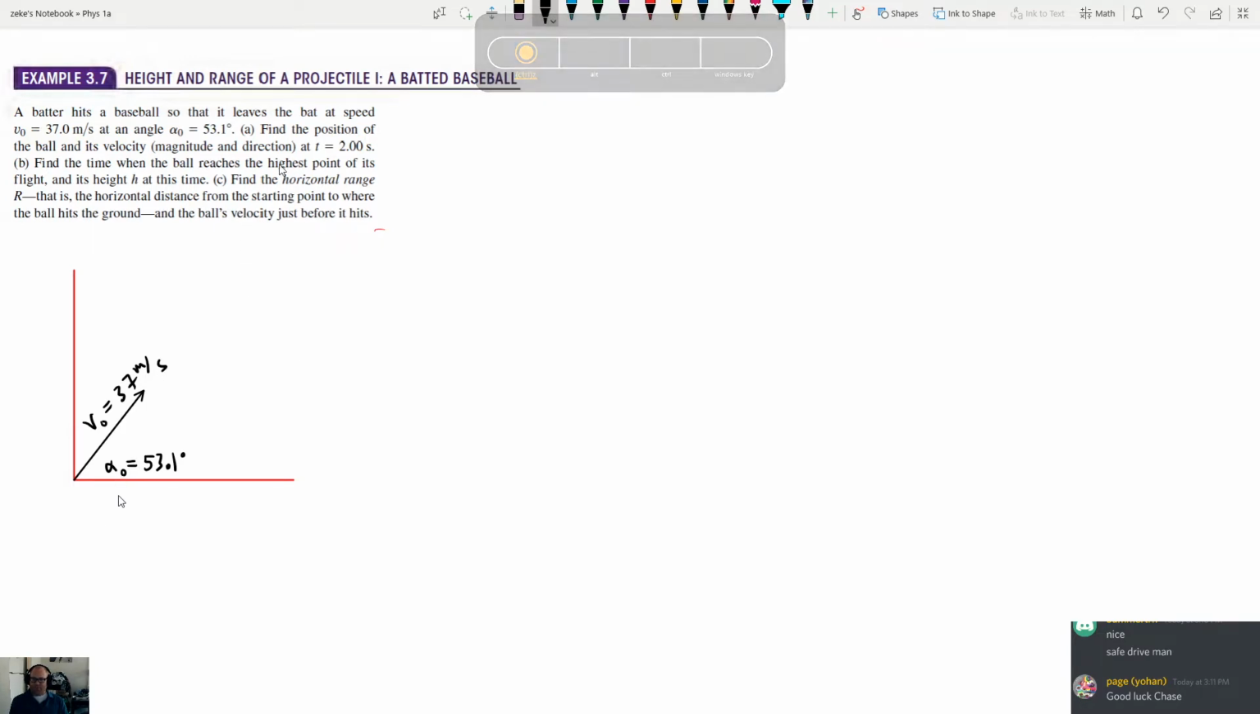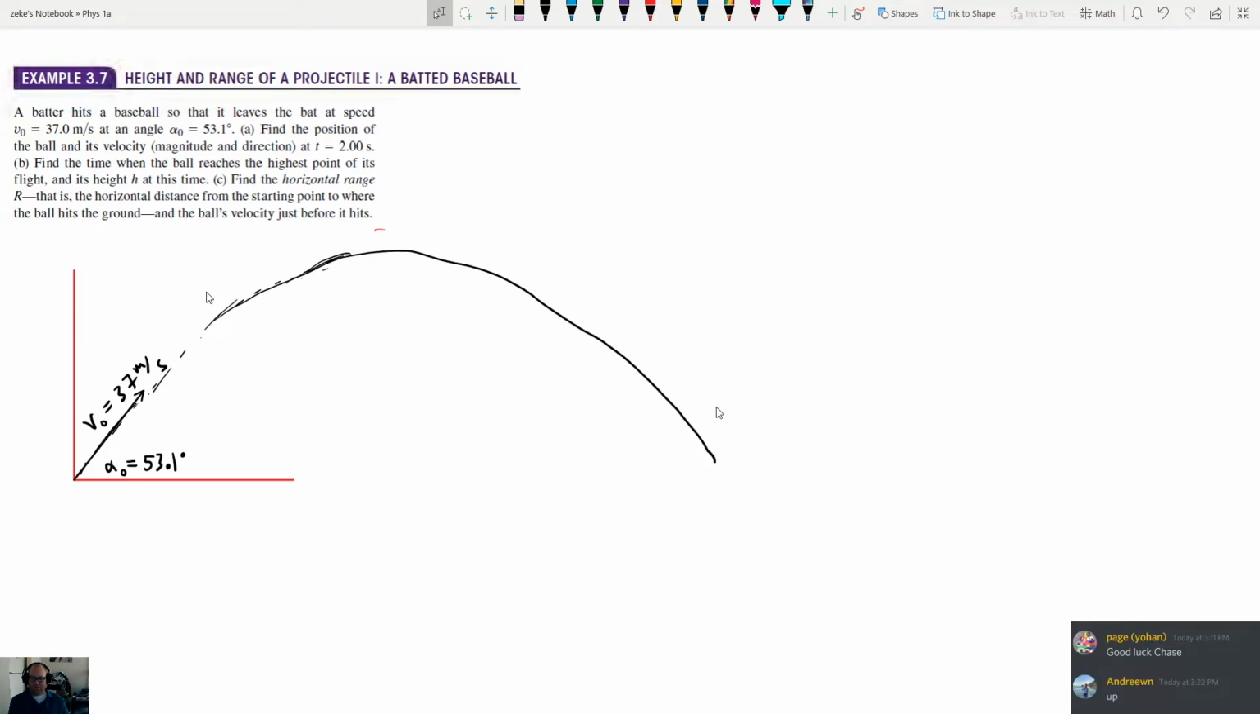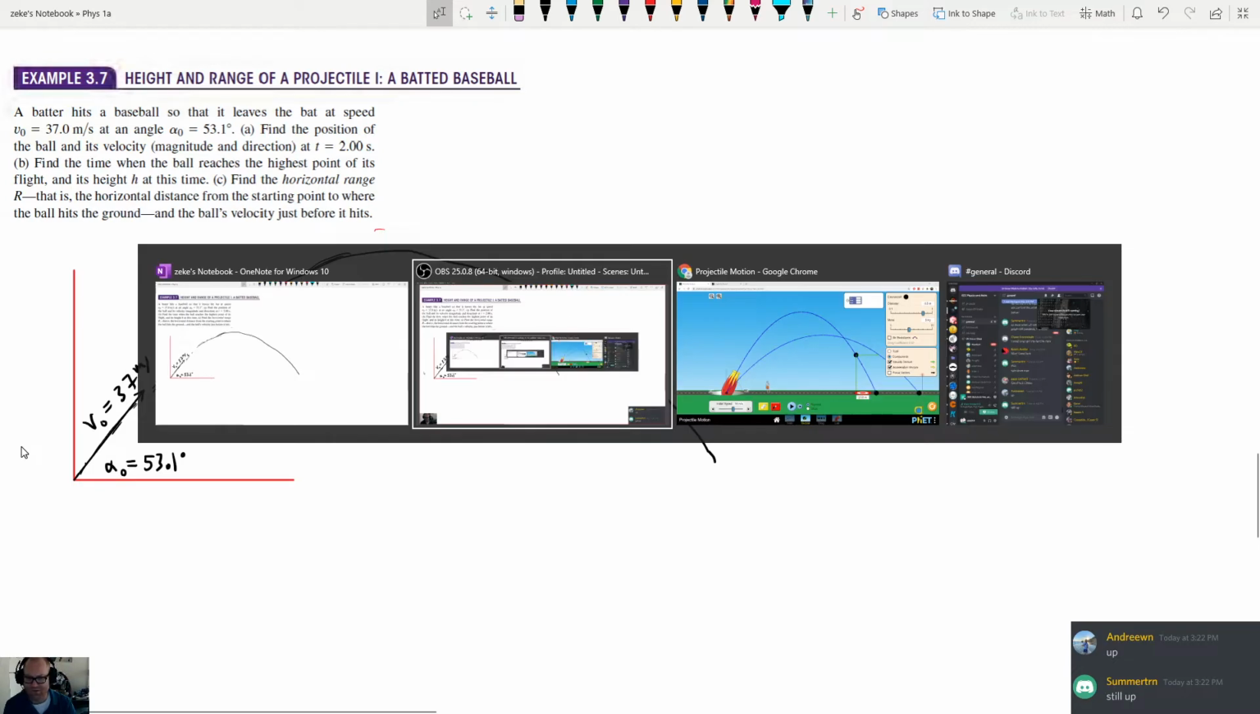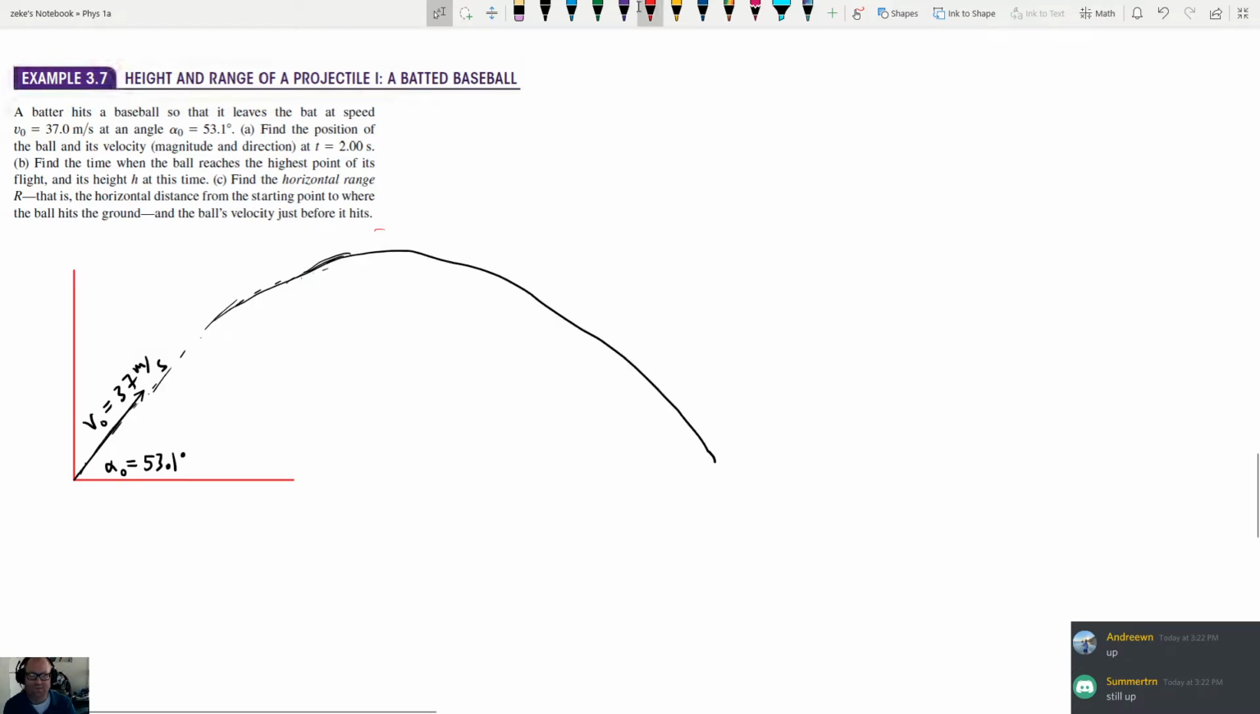Okay. Find the position of the ball and its velocity at t equal to 2 seconds. Now, I don't know where this ball is going to be at t equal to 2 seconds. I just know it's going to fly through the air. And 2 seconds later, it's going to be somewhere, right? Do you think it'll be on the way up or the way down 2 seconds later? What do y'all think? Still going up? Yeah, probably still going to be going up.